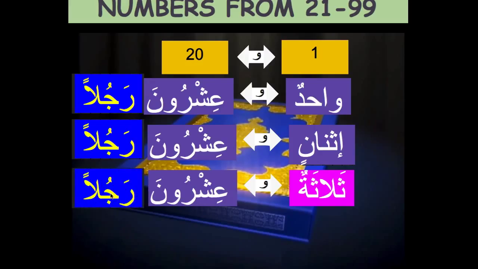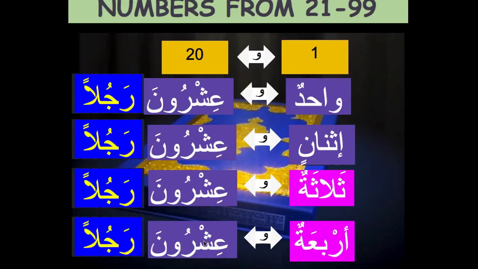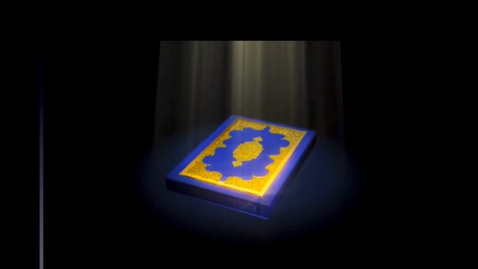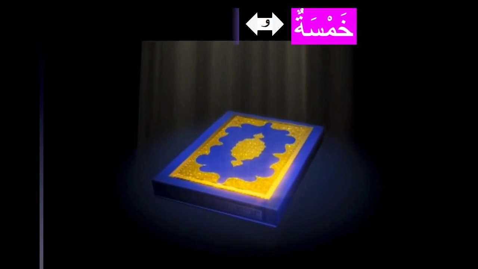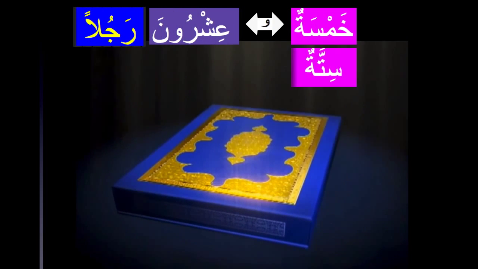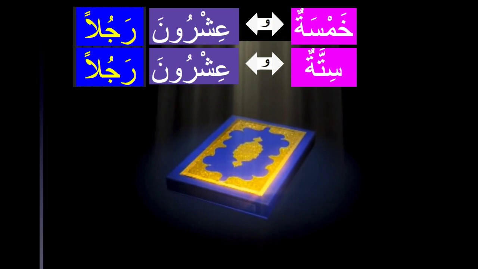So when we have mudhakkar ma'dud, then we have muannath number. Arba'atun wa ishruna rajulan. So here we use indefinite double tanween, arba'atun wa ishruna rajulan. So if you want to go again forward, so khamsatun wa ishruna, 25 men. It's 26, sittatun wa ishruna rajulan.